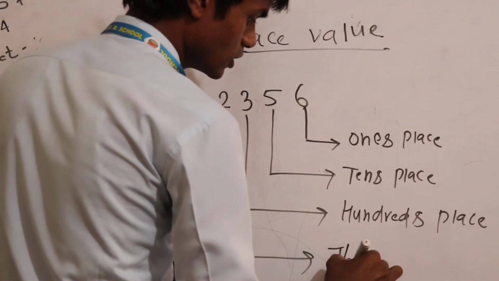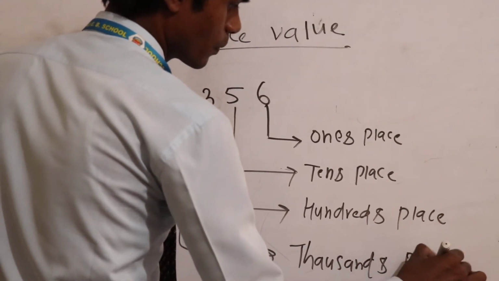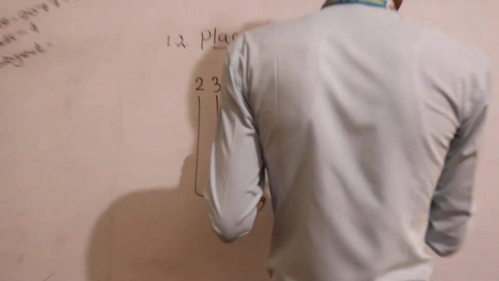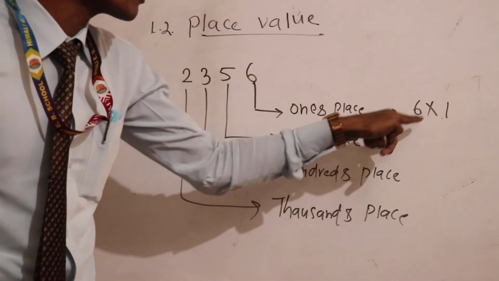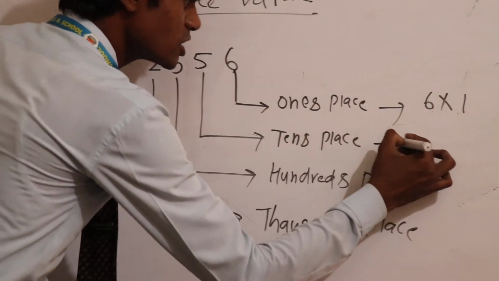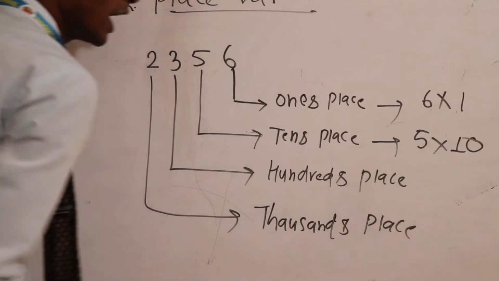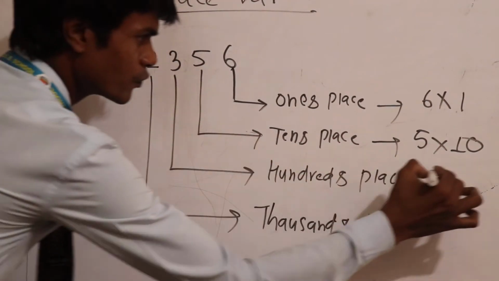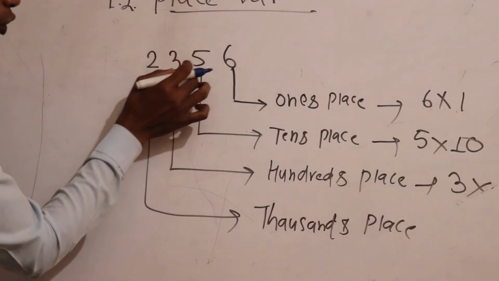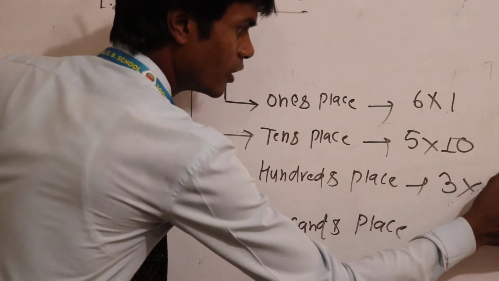1, 10, 100, 1000. Thousands place. It means what? Ones place means 6 multiplied by 1. And tens place means 5 multiplied by 10. As well as hundreds place, it means 3 multiplied by which place? 1, 10, 100. It means 100.